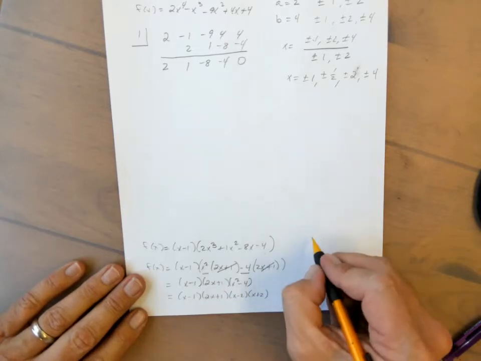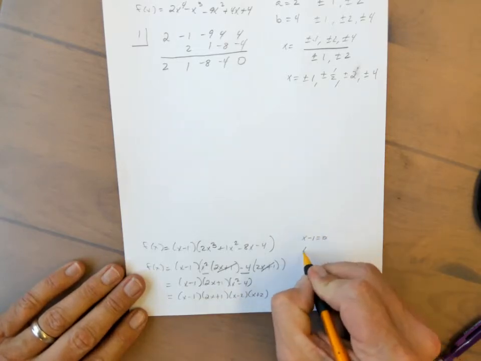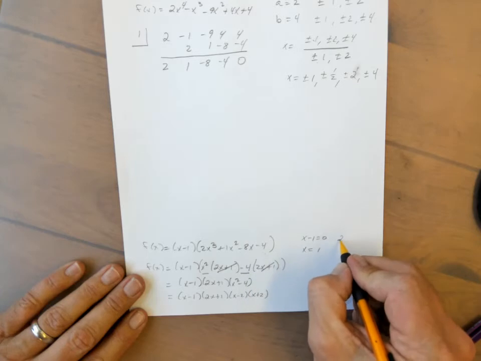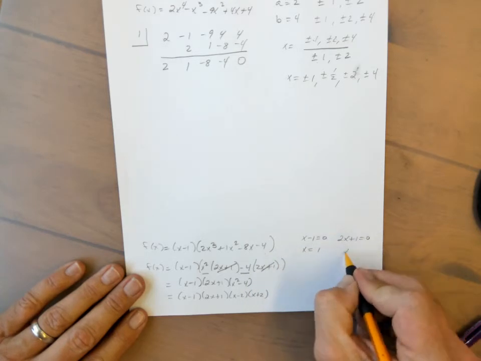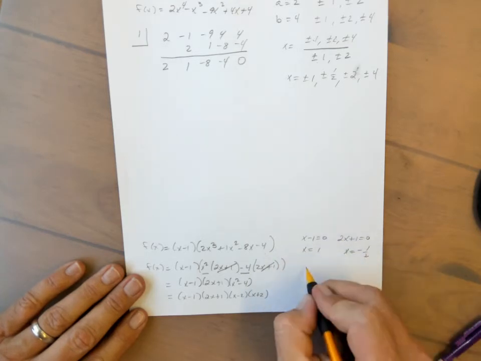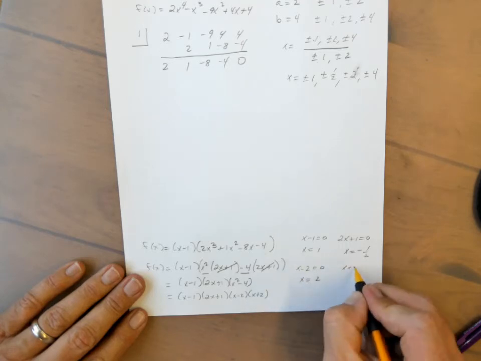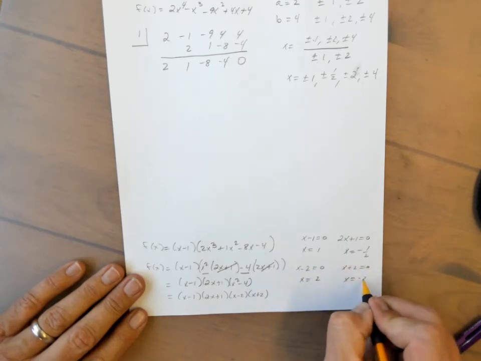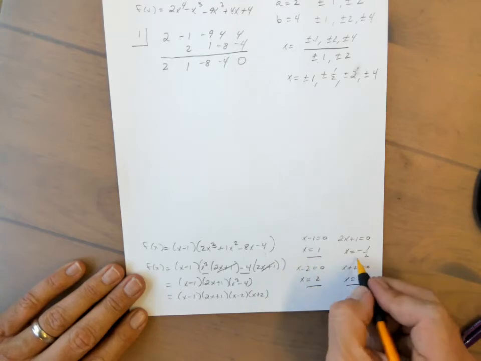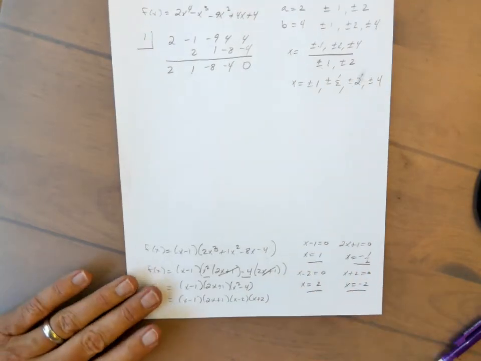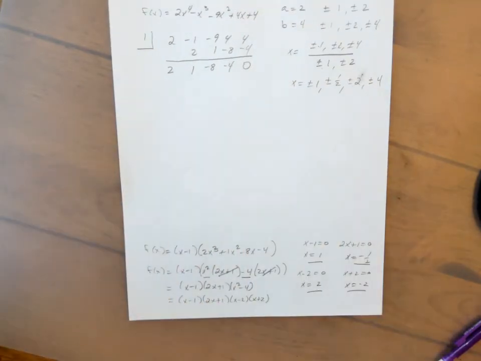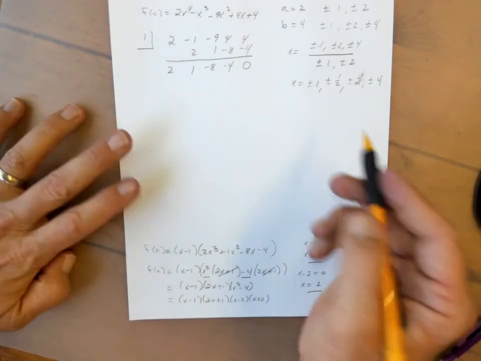And so now I can take each factor, set it equal to 0. We're applying the zero product property. And notice we're going to get 4 unique roots here. So 2 and negative 2, 1 and negative 1/2. So anytime I can factor, I want to do that. But let's say I didn't see that. And so after trying 1, I'm going to try 2.